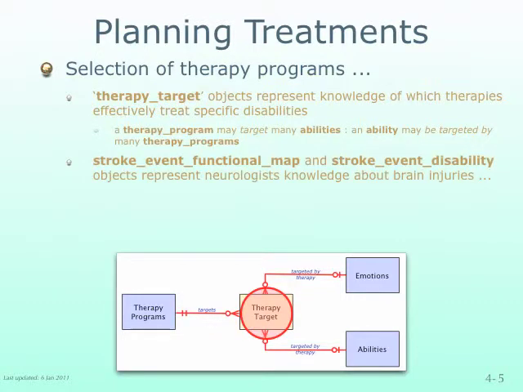The central database also contains stroke event functional map and stroke event disability objects, which represent the knowledge of neurologists about the brain injuries suffered by a particular stroke survivor and which clinicians and community-based therapists can access to obtain expert guidance about which therapy programs work best on a particular survivor's brain injuries, and maybe whether it is possible to stimulate neuroplastic changes to overcome those brain injuries.